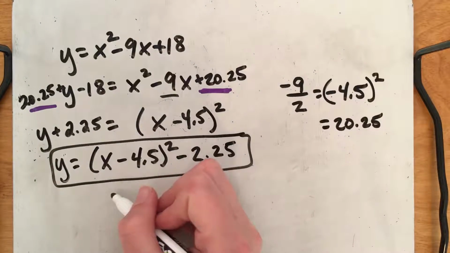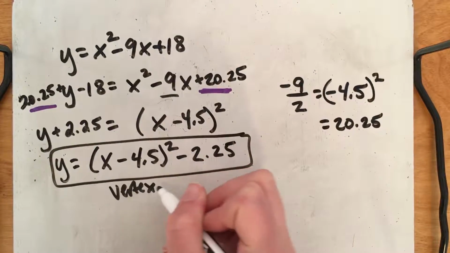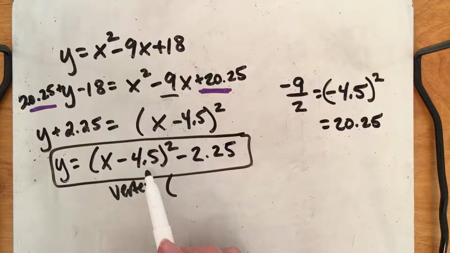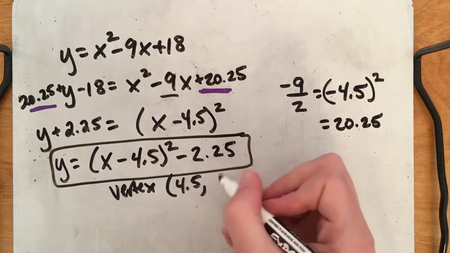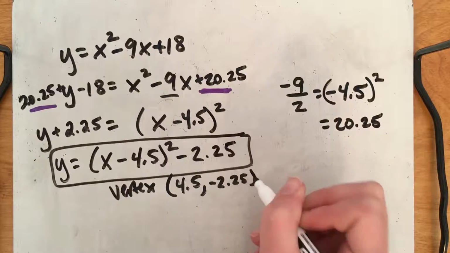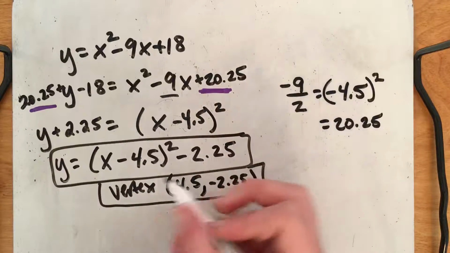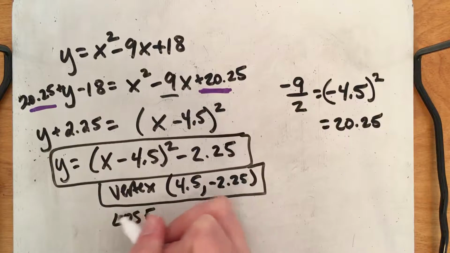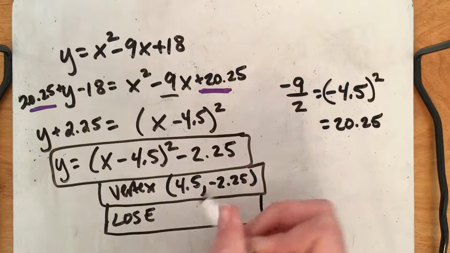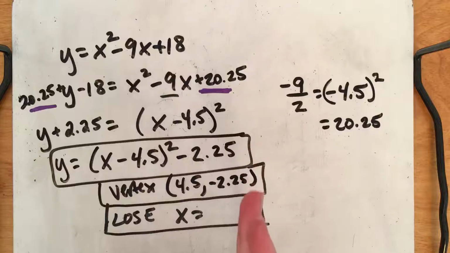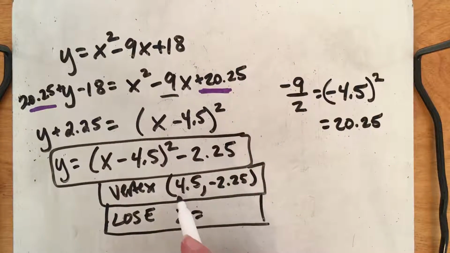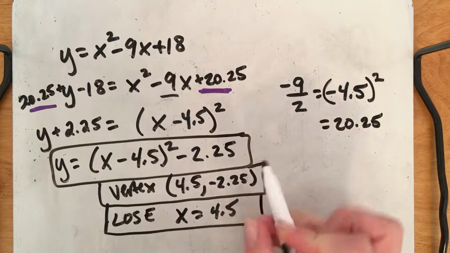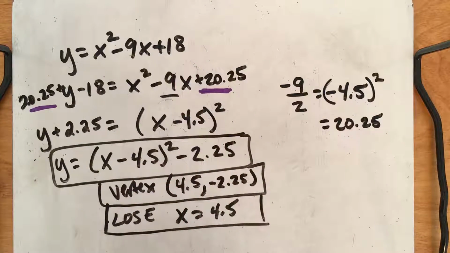And from here, let's find the vertex, which again is the opposite of the first number, so it's going to be a positive 4.5. Keep the second number the same, negative 2.25. There's our vertex. Line of symmetry equation, or axis of symmetry, is always going to say x equals, because it's a vertical line going through all of the x values at one number, and that number is 4.5. Just the x part of the vertex goes straight through the vertex. So there's our line of symmetry equation.